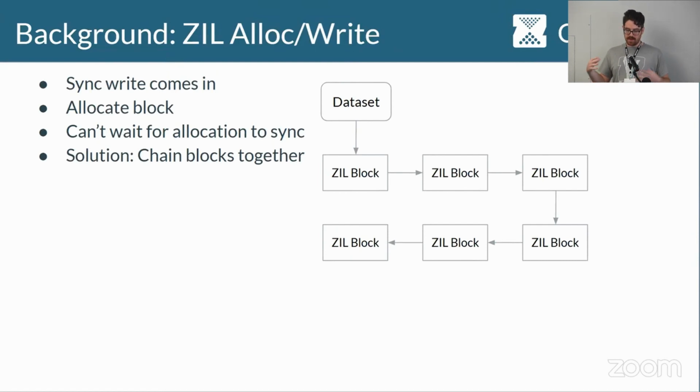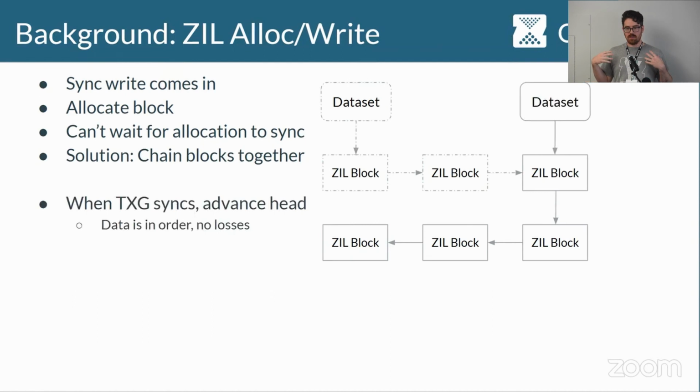So the way we solve this problem in the ZIL is that the blocks are chained together. Each ZIL block points to the next ZIL block in the chain. So you can always use this chain of blocks to recover all these allocations and know where all of your data is stored on disk.